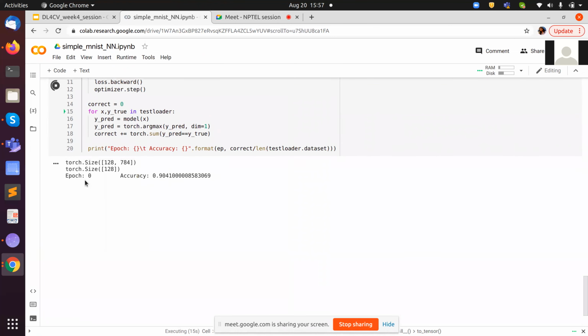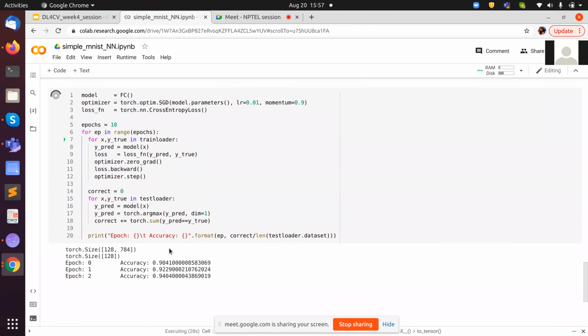So here you see that after the 0th epoch, the accuracy was 90%. Then after one further epoch of updates, the accuracy increased to 92%. And then it is increasing to 94% and so on. Okay, so the process is very simple.